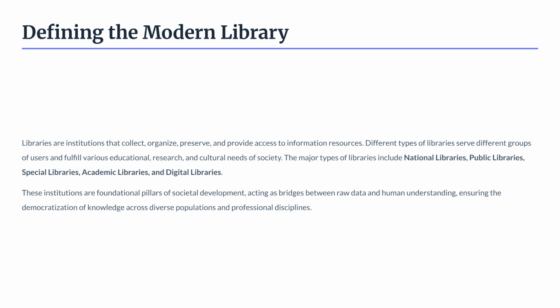Modern libraries are pillars of societal development. They act as essential bridges between raw data and human understanding, ensuring that knowledge is democratized across all populations and professional fields. Major types include national, public, special, academic, and digital libraries.